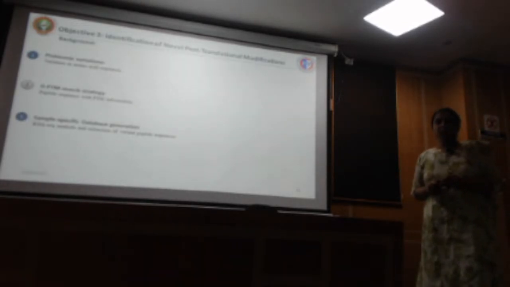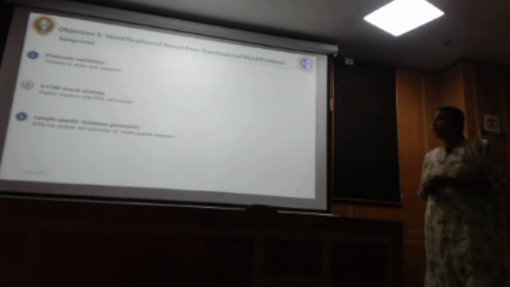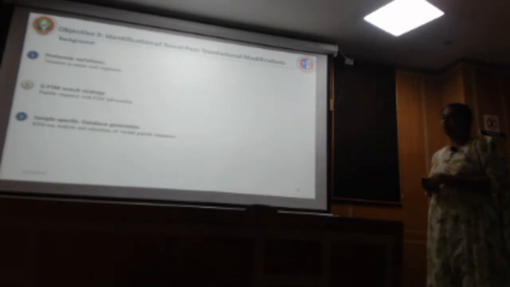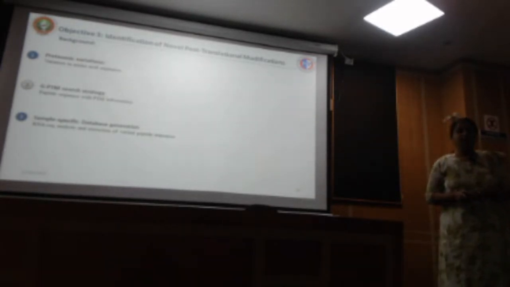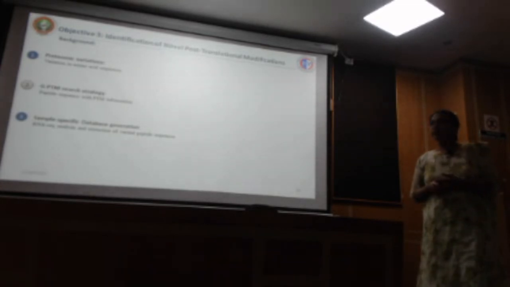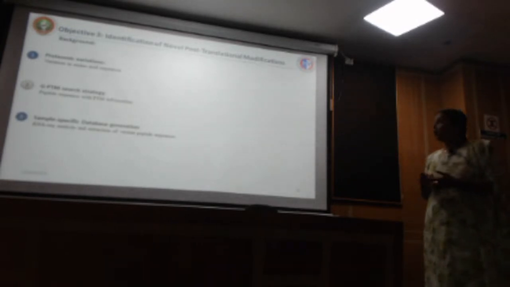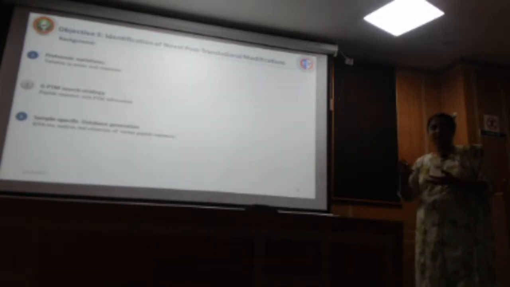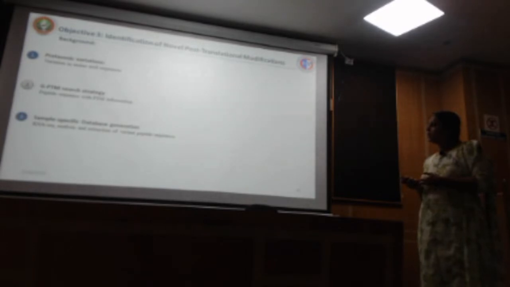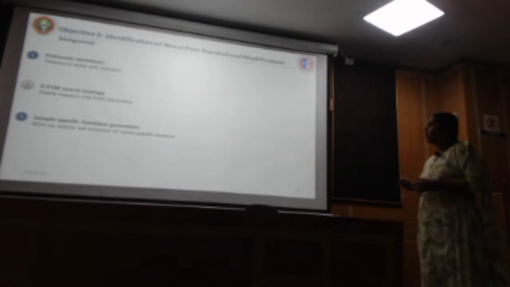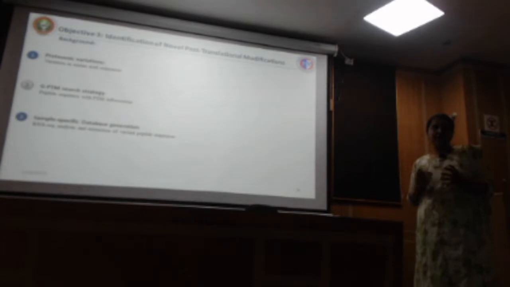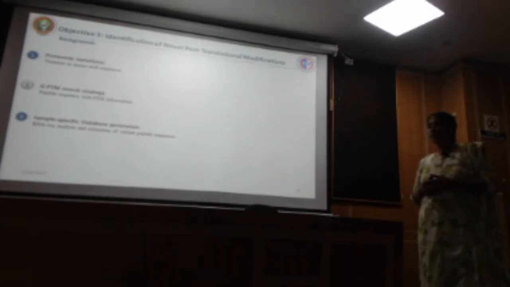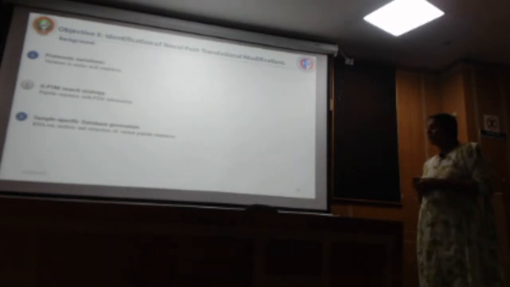Now let us look into the third objective, that is identification of novel post-translational modifications. As we know, PTMs play a very significant role in the structure and function of a protein, and hence it is very important to track down PTMs, especially in cancer cells where there are a lot of changes happening. Here we are employing a global PTM search strategy, where globally we are looking for all the possible PTMs that are associated.